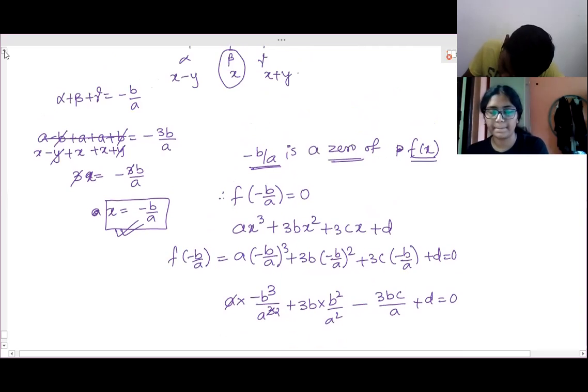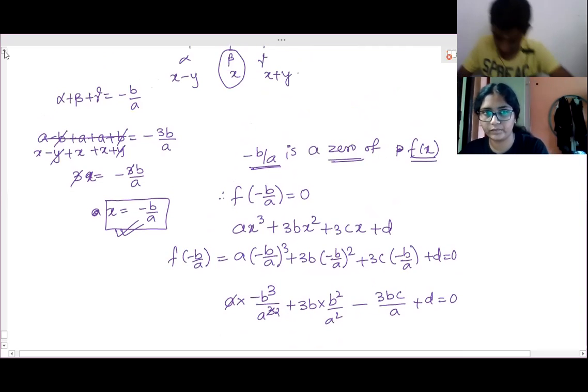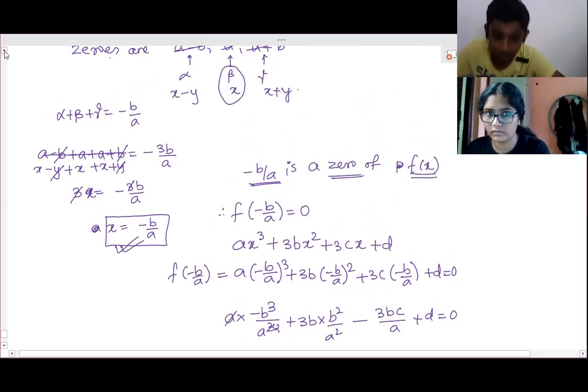Here we didn't find beta and gamma. It's not needed. No, it is not needed. Otherwise you won't get it.